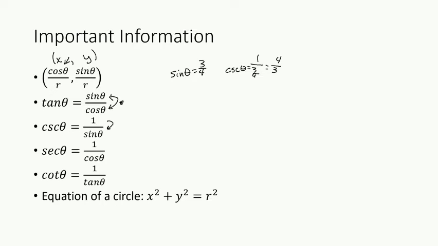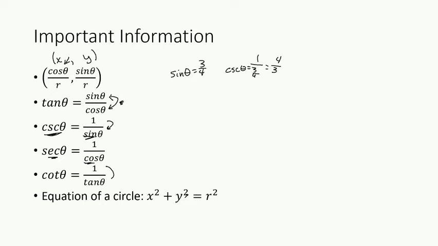Okay, so our secant is going to be 1 over the cosine, which is the same as the reciprocal again. And you have to remember cosecant goes with sine and secant goes with cosine. Those are very easy to get mixed up, but don't get them mixed up because then it's wrong. Then cotangent is just the reciprocal of the tangent, and that's pretty easy to remember because it's cotangent and tangent.